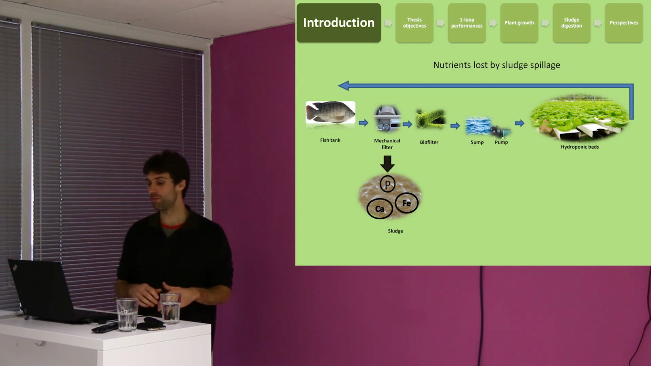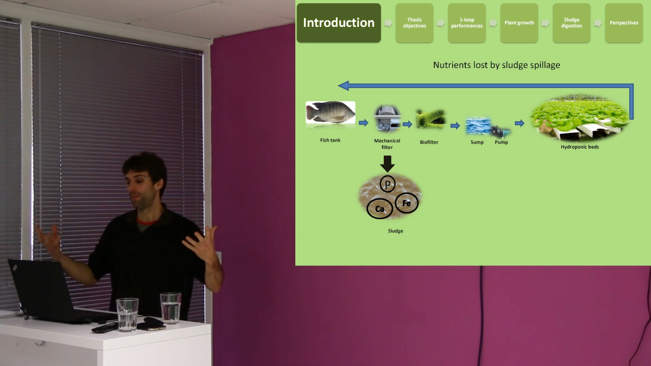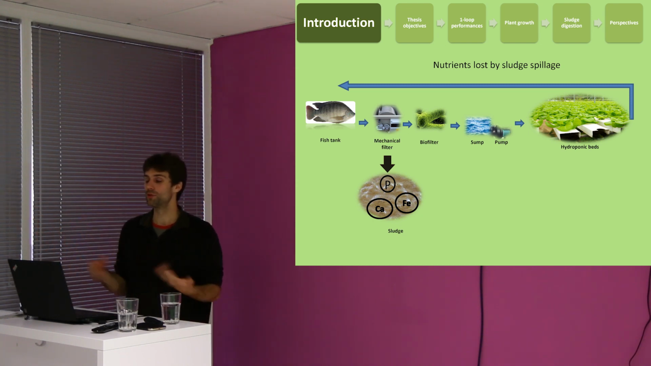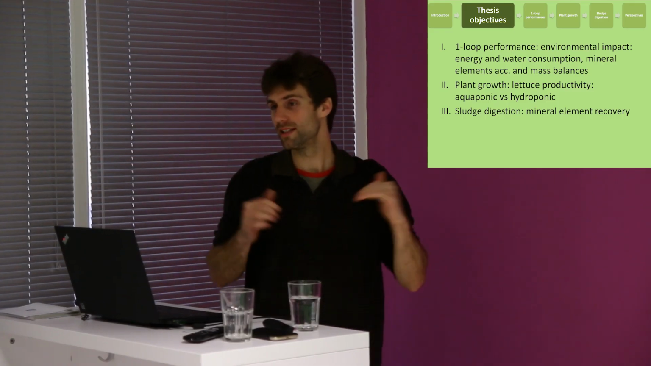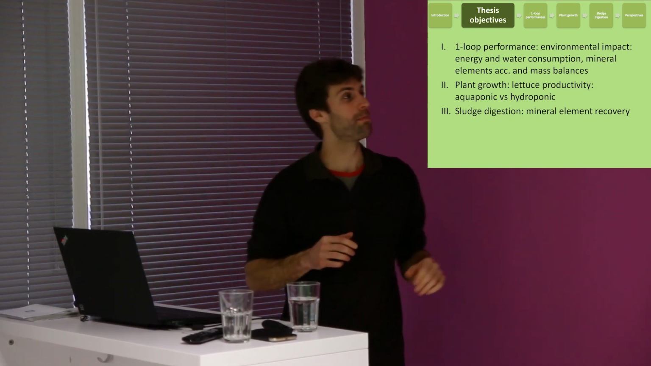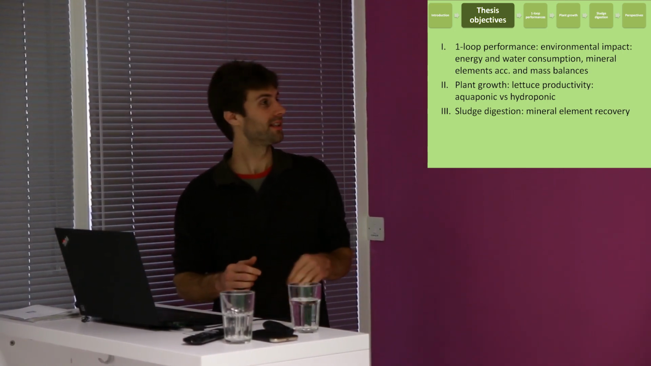So that was the main finding, the weakness of a one-loop system we identified at the beginning of the thesis. I found some research teams. I defined objectives for my thesis. One of the first objectives was to look at the performance of a one-loop system, so look at the environmental impacts: energy and water consumption, and mineral element accumulation. So all the minerals, what is accumulating, and what the mass balances of these elements are.